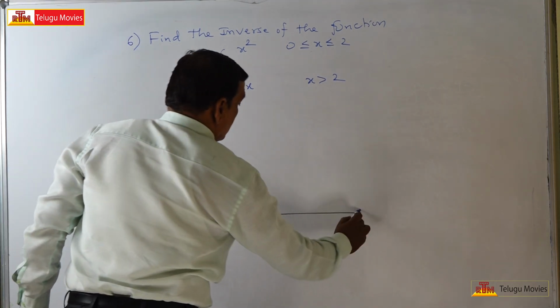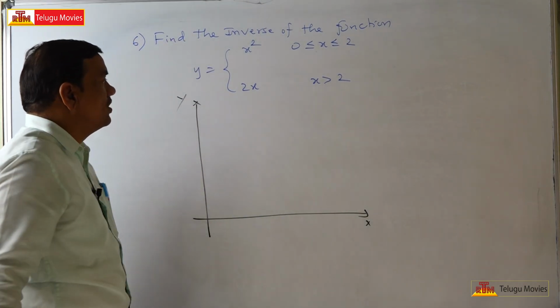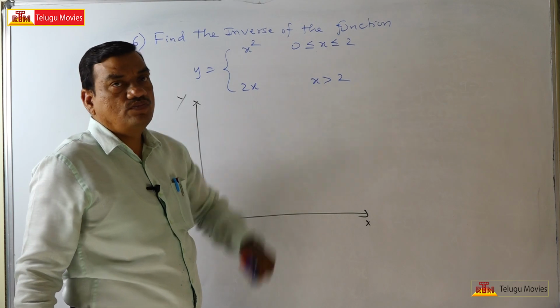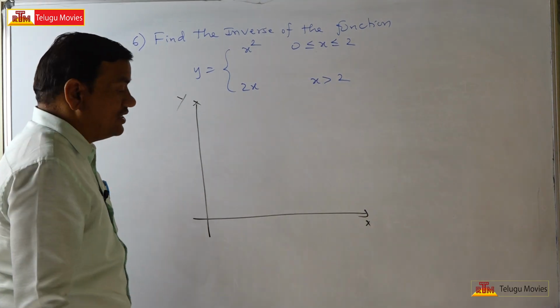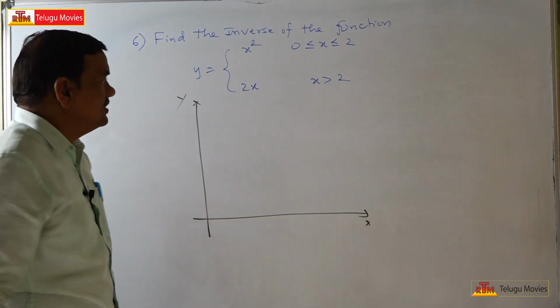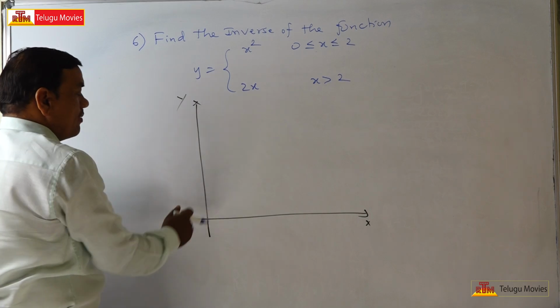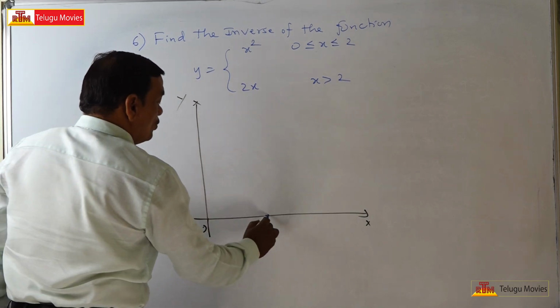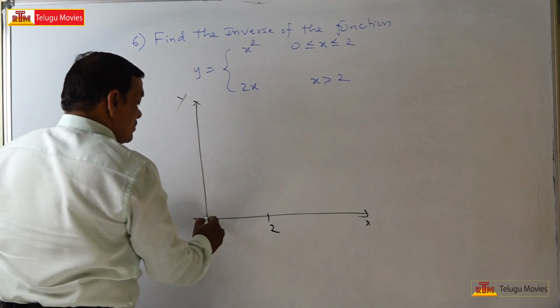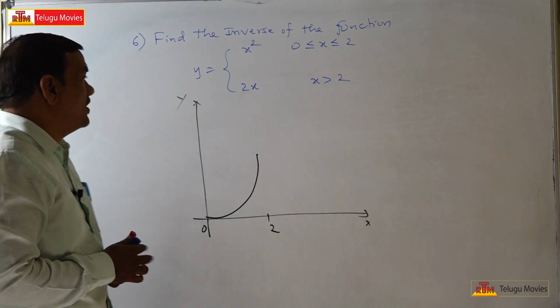So let us draw the graph here. Here x-axis and y-axis. From 0 to 2, the graph of this function is y is equal to x square. Generally the graph of y is equal to x square is a parabola, but we are taking only 0 to 2. That means this will be the parabola, from 0 to 2.